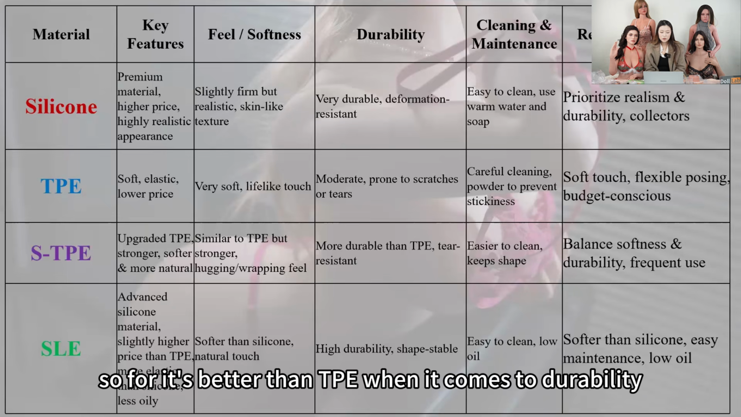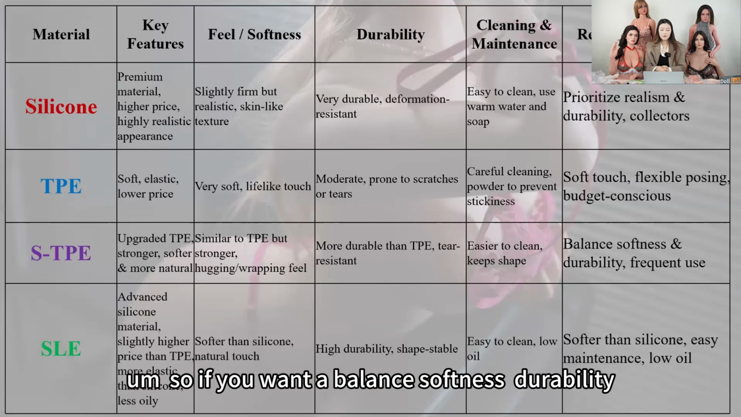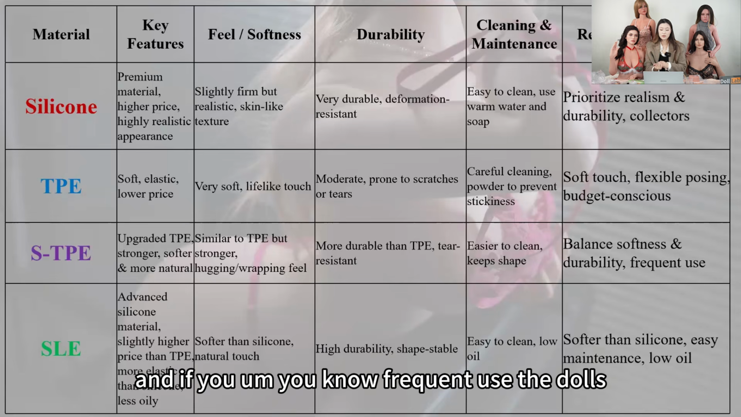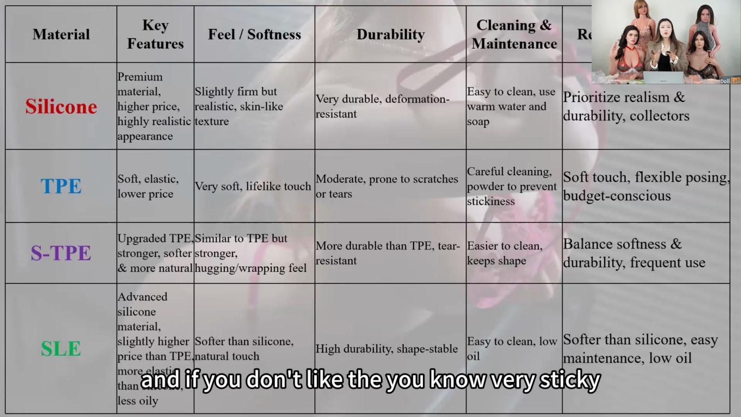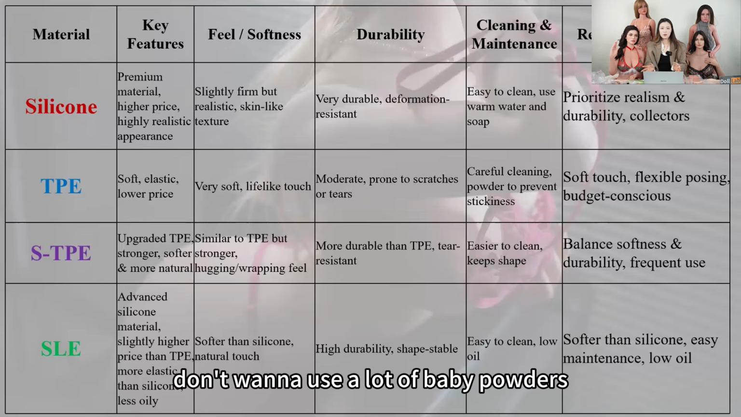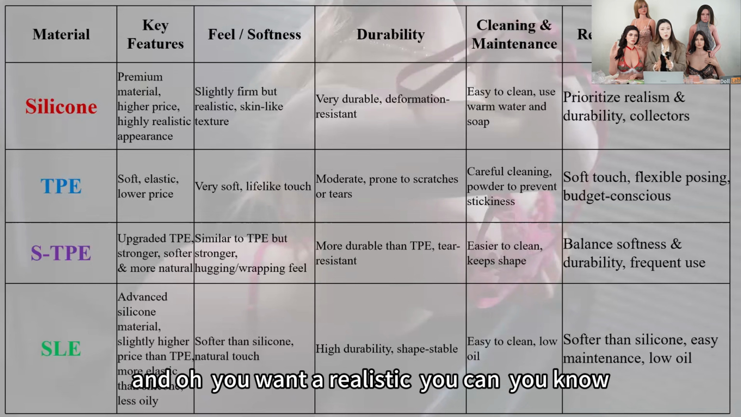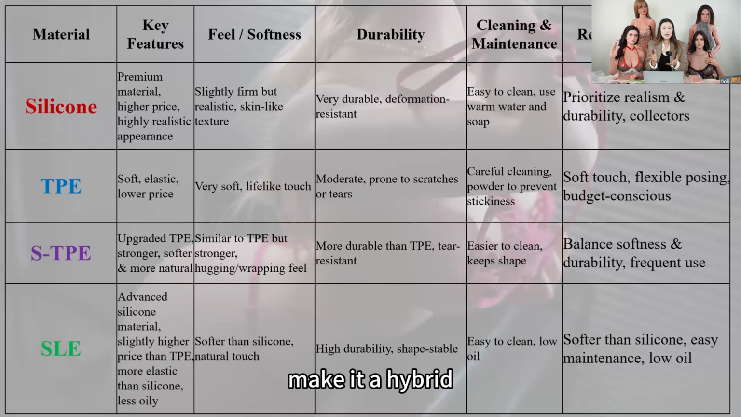And so it's better than TPE when it comes to durability, and it's a little bit easier to clean and keep shape as well. So if you want to balance softness and durability, and if you frequently use the dolls, you can consider TPE. And if you don't like the very sticky, oily feeling of your dolls, and don't want to use a lot of baby powder, you can consider STPE as well. And if you want realism, you can make it a hybrid. Go with a silicone head. That's a good choice.